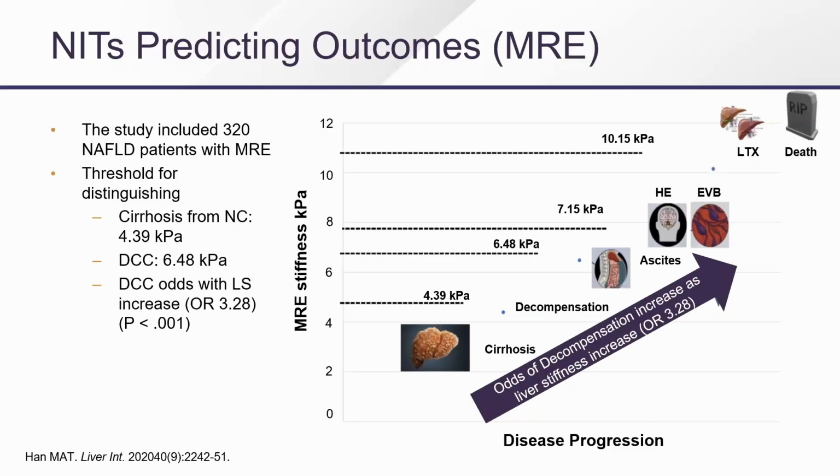And finally, when you look at MRE and different thresholds here, when you get to an MRE of about 4.39, then you've got cirrhosis, and 6.88 and higher is basically decompensation. And as you go higher on that scale, you get to a stiffness by MRE that basically predicts either a complication of cirrhosis or even death.